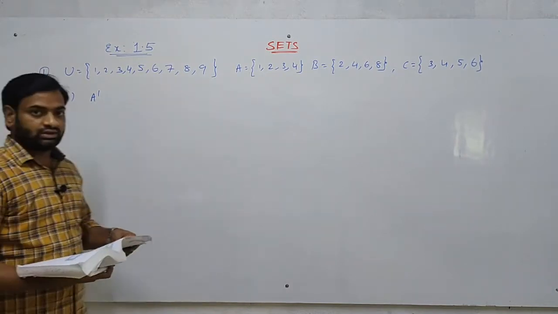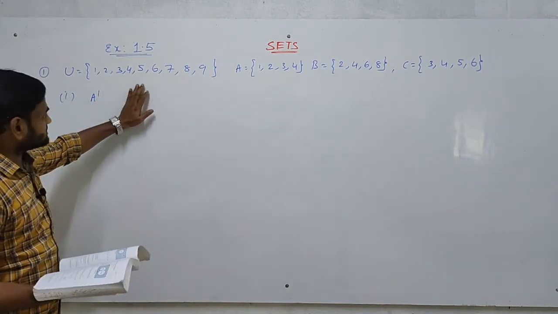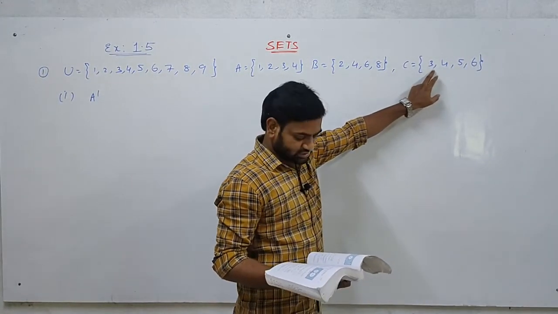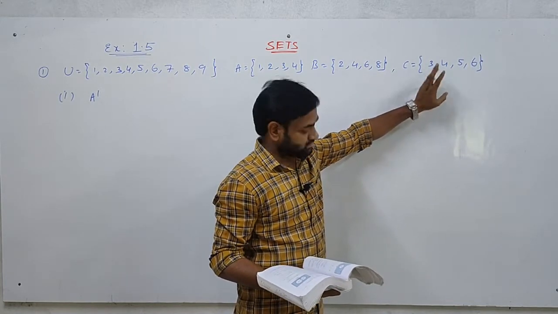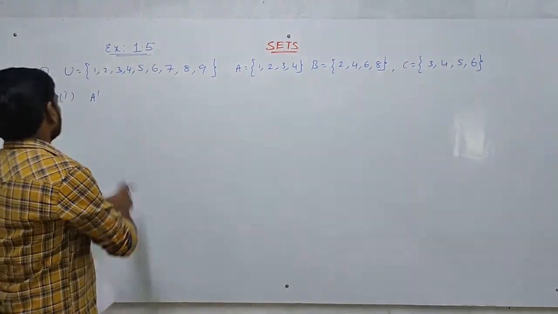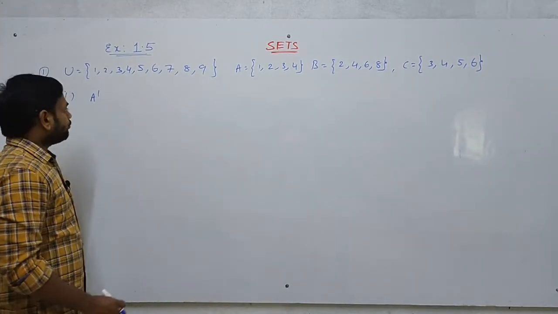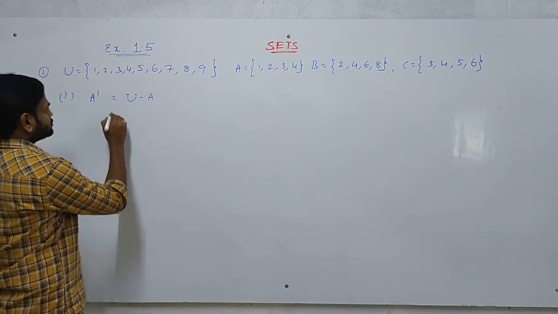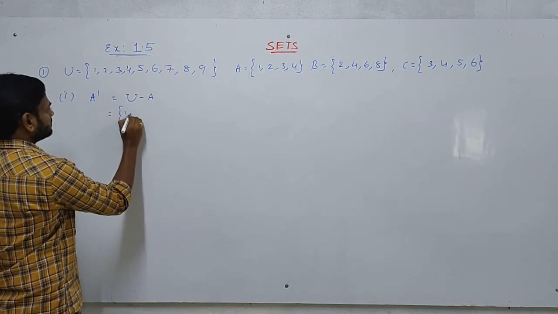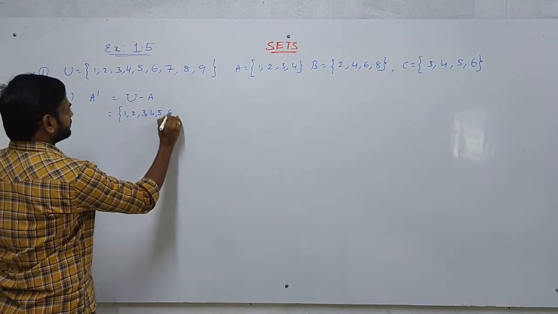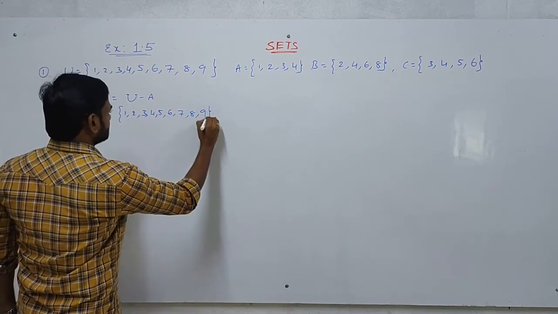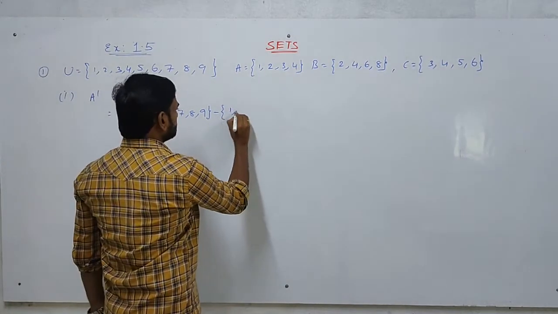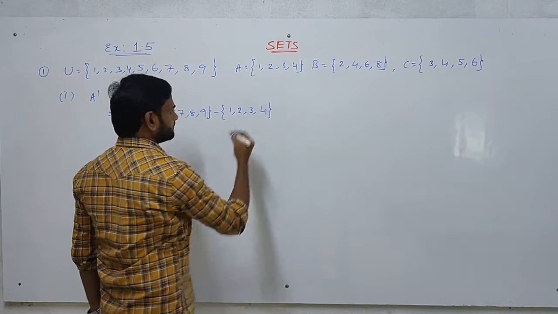See what is given. Universal set is 1, 2, 3, 4, 5, 6, 7, 8, 9. Capital A is 1, 2, 3, 4. Capital B is 2, 4, 6, 8. Capital C is 3, 4, 5, 6. Now we have to find the first one, A dash. So what is the formula for A dash? That is U minus A. U is 1, 2, 3, 4, 5, 6, 7, 8, 9, minus A, which is 1, 2, 3, 4.